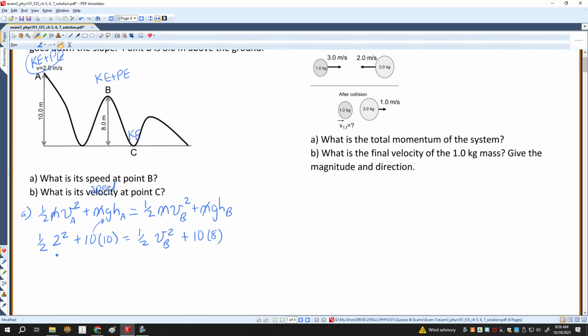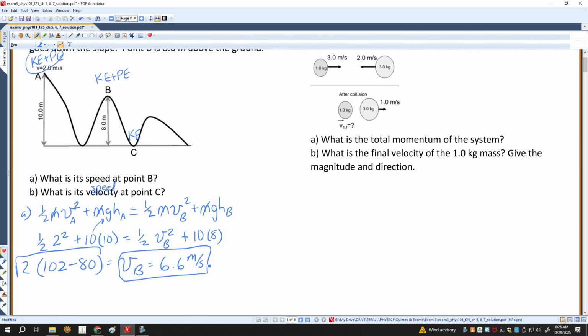So that's equal to 1/2 of 4, which is 2, plus 100, so 102 minus 80 times 2, square root of all of that gives me VB, and that's equal to the square root of 44, which is 6.6 meters per second.